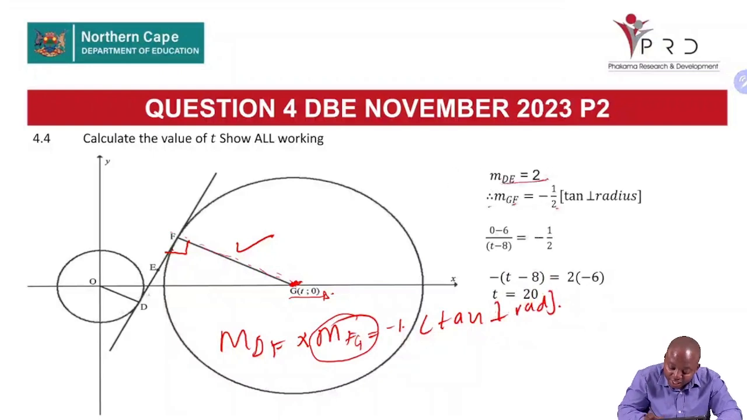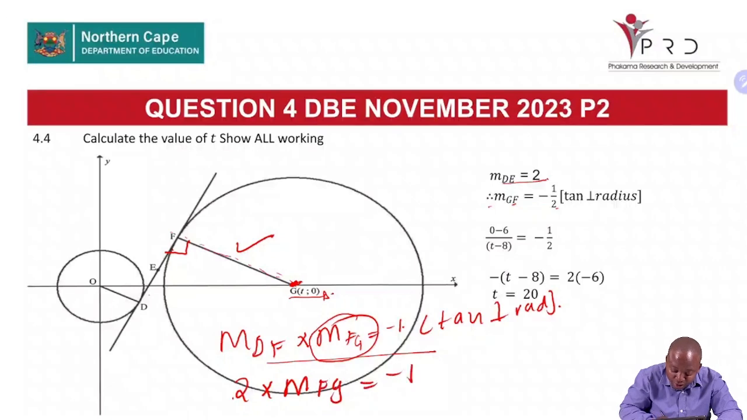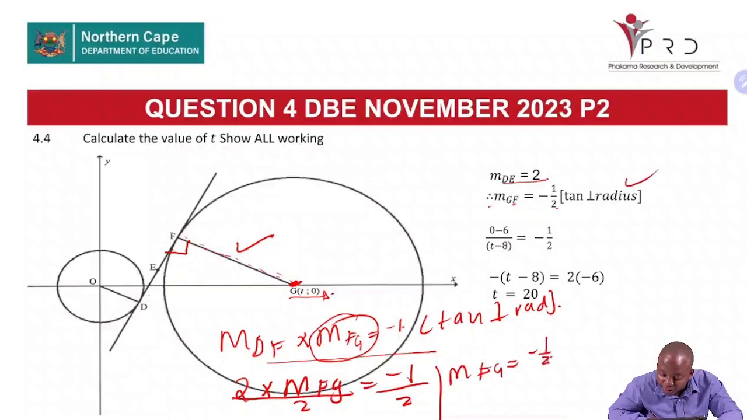How do we find that? It is this formula that I've used. Then m df, which is 2, multiplied by m fg is equal to negative 1. So divide by 2 on both sides. We find that m fg is now equal to negative 1 over 2. So the tangent is perpendicular to the radius.